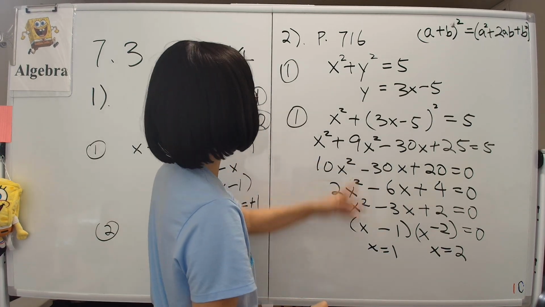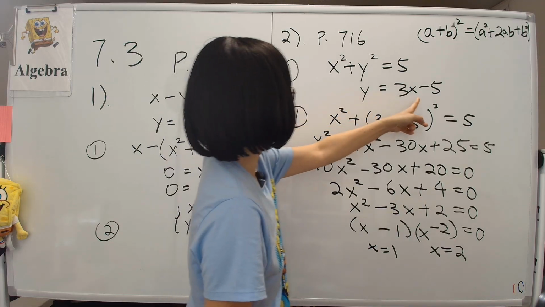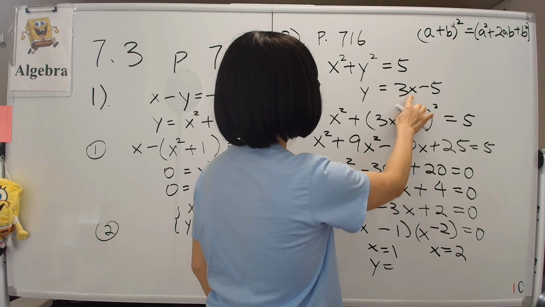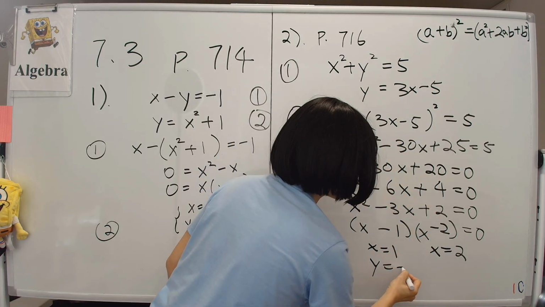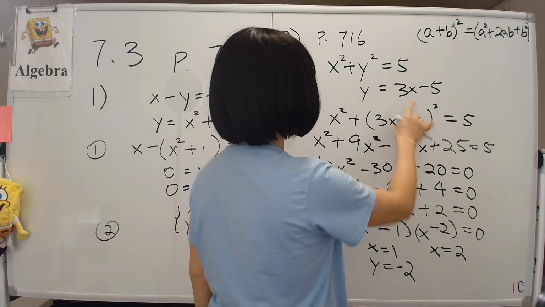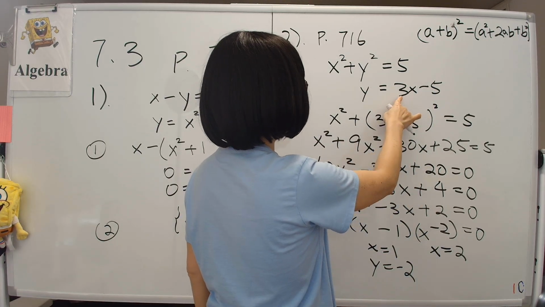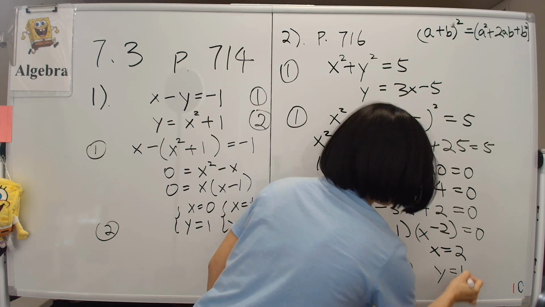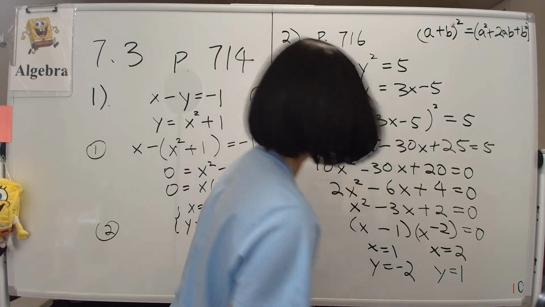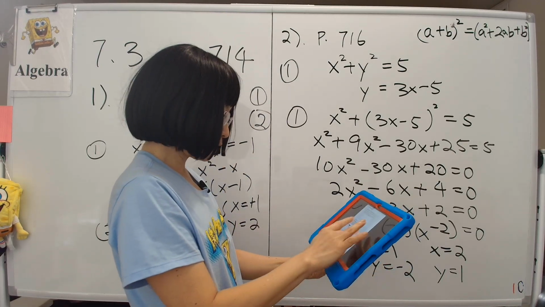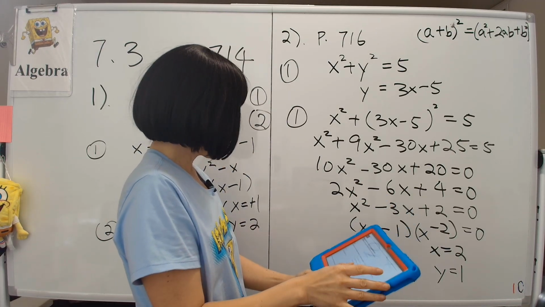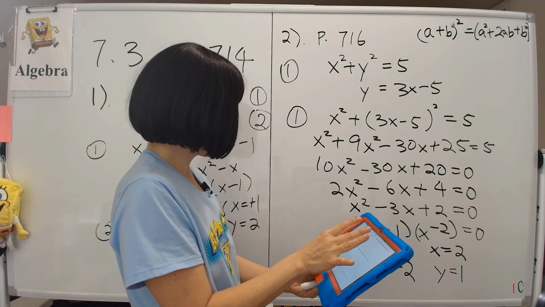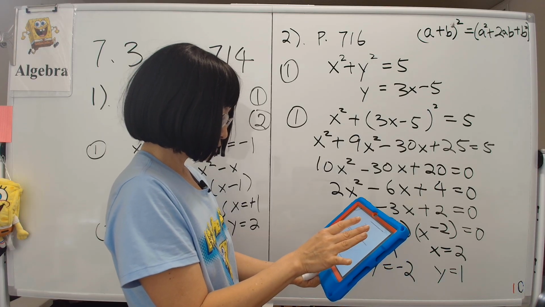If x is 1, then y, according to this formula, is 3 minus 5, that's minus 2. And if x is 2, that becomes 6 minus 5, which is 1. And that should be the answer to example 2: x equals 1, y equals minus 2, and x equals 2, y equals 1. Next page.